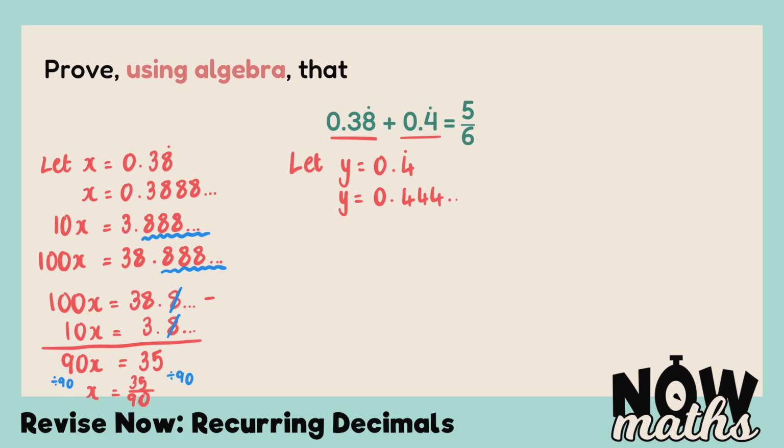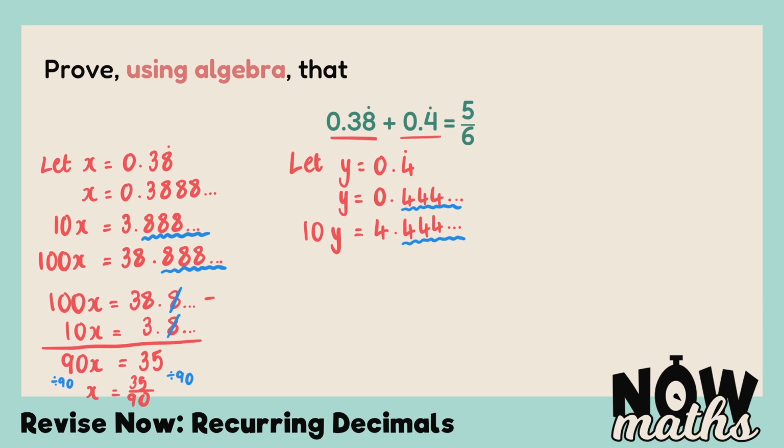We can then write this more fully as 0.444 and so on. We then multiply by 10, so y multiplied by 10 is 10y. And 0.4 recurring multiplied by 10 is 4.4 recurring, because all the digits shift to the left. Straight away, we have two decimals which are identical after the point. Both of these decimals begin with 0.4 recurring.